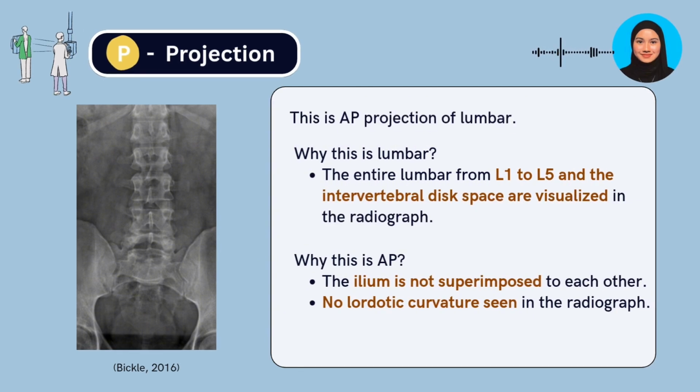This is an AP projection of the lumbar spine. This is lumbar because the entire lumbar spine from L1 to L5 and the intervertebral disc spaces are visualized in the radiograph. This is AP because the iliac wings are not superimposed and there is no lordotic curvature seen in the radiograph.